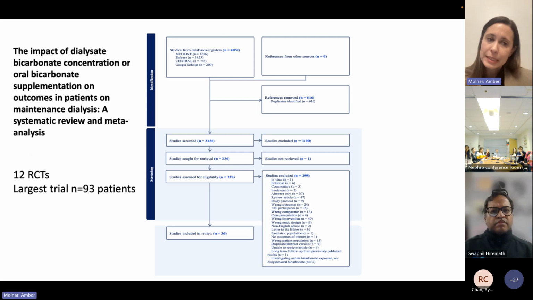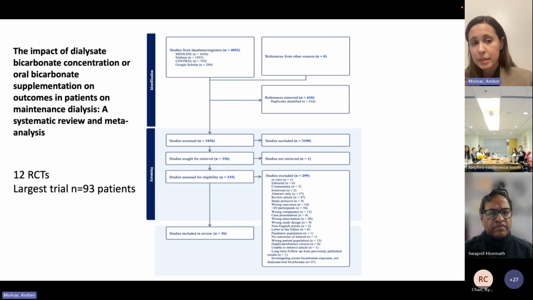We recently performed a systematic review and meta-analysis in this space. This is unpublished data. Here we looked at the impact of dialysate bicarbonate concentration or oral bicarbonate supplementation on a variety of outcomes in patients on both PD and HD. We included 36 studies in this review. There were 12 randomized control trials that we found. The largest trial was still fairly small, including only 93 patients, which I think is typical for a lot of areas of nephrology. None of the trials were examining hard clinical outcomes such as mortality or hospitalizations.